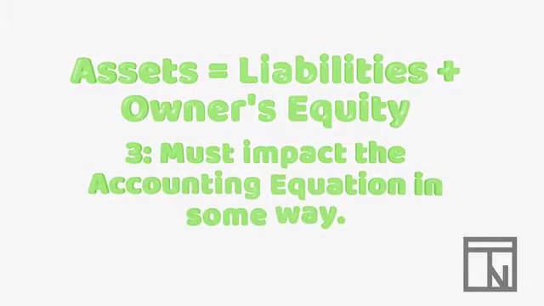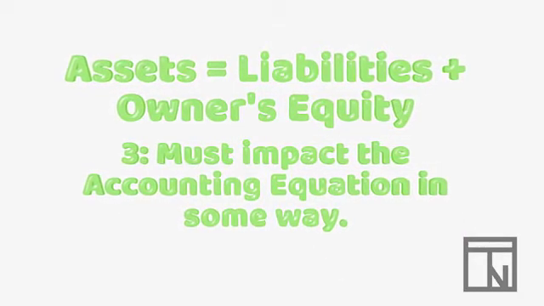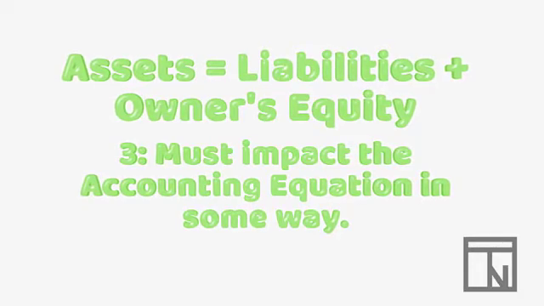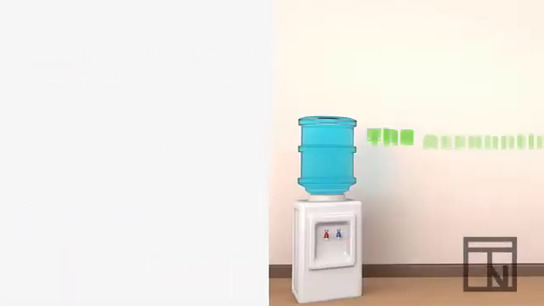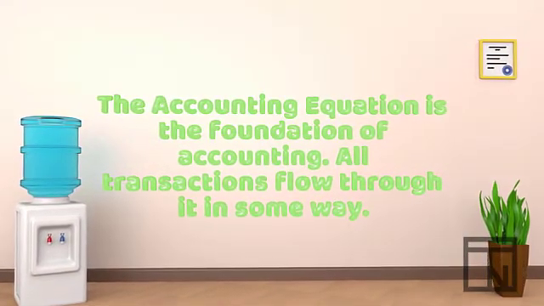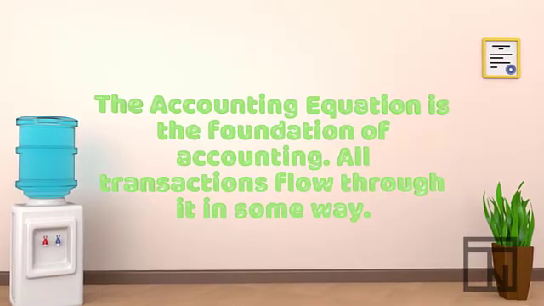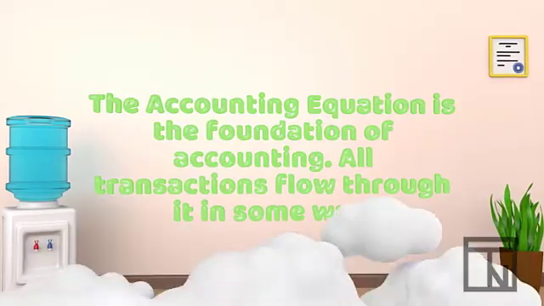The third requirement is that the activity must impact the accounting equation in some way. In other words, the activity must make some part of the accounting equation increase or decrease. Everything in accounting flows through the accounting equation. That's why it's considered the foundation of accounting. So if your activity doesn't touch the accounting equation somewhere, it's not an accounting transaction.